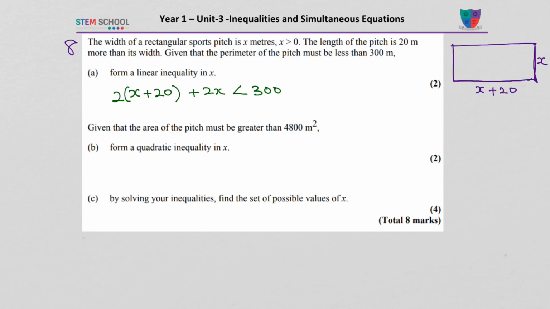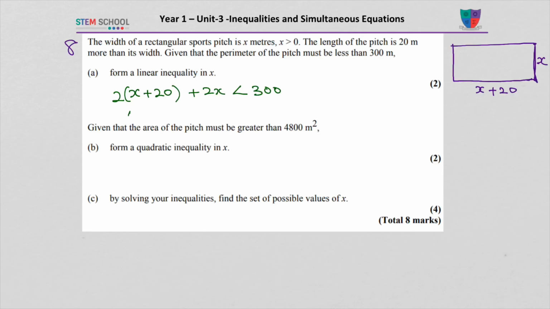So I could expand that. Now I get 4x plus 40 minus 300 will be less than 0, and that implies that 4x minus 260 is less than 0.